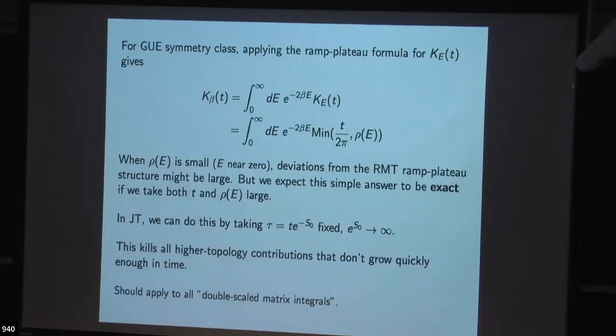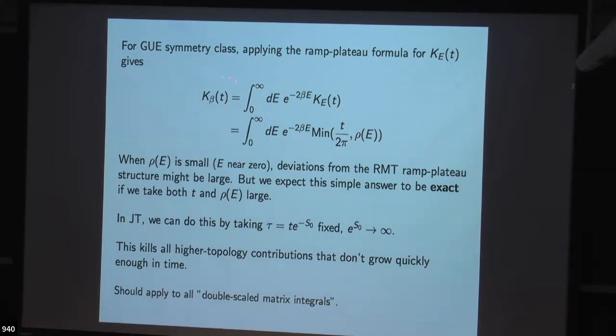Okay, so let me discuss this convergent genus expansion, which will be our main focus. Remember that K beta was defined in terms of Ke, and Ke was defined by the inverse Laplace transform. We can get back K beta by Laplace transforming Ke. So you just take Ke, integrate over the energies weighted by a Boltzmann factor. Now, if we plug in our ramp-plateau formula for Ke, let's just focus on this GUE class with no time reversal invariance. We can plug in the formula, which is this ramp-plateau. Here I've written it as the minimum of T over 2 pi, that's the ramp, and rho of E, which is the plateau.